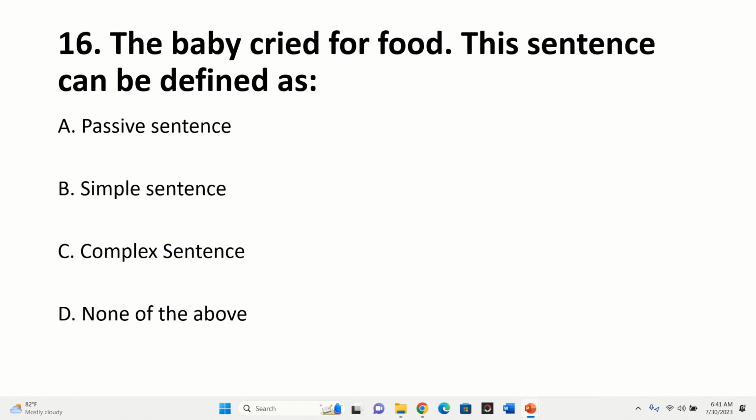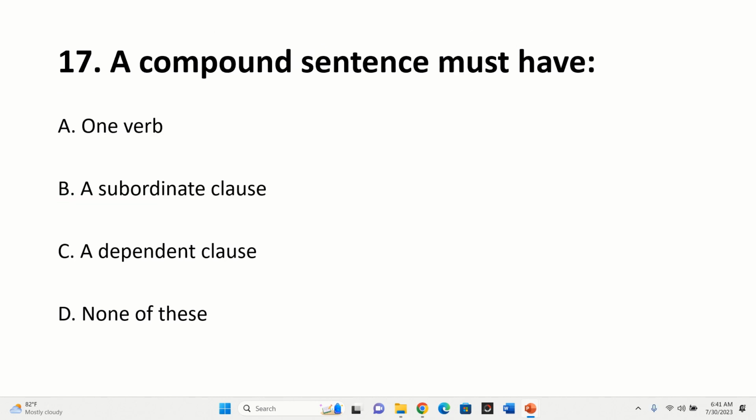The baby cried for food. This sentence can be defined as dash. Right answer is B. Simple sentence. A compound sentence must have dash. Right answer is D. None of these.